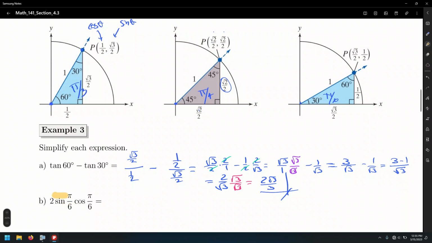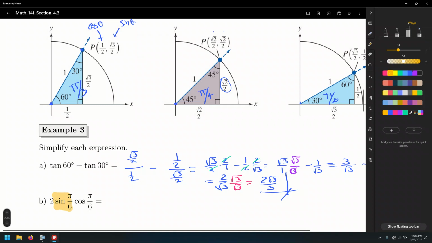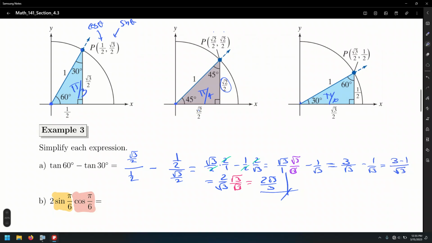So sine of pi over 6 and cosine of pi over 6. All right, what's this going to be? Number one, let's go to the pi over 6 triangle in this case, and sine happens to be 1/2 over 1 because the sine function is opposite over hypotenuse, that is 1/2.